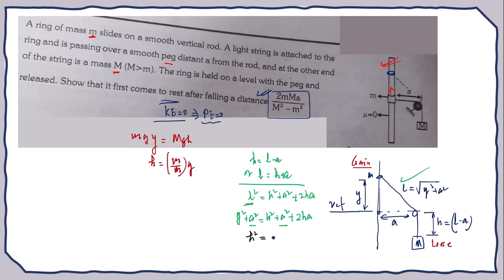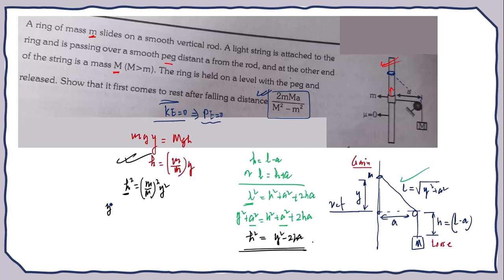This number should be equal to y square minus 2ha. Okay, now I am going to use this equation over here. If I square both sides, I get h square equals (small m by capital M) whole square into y square. Now simply substitute the value of h square as y square minus 2ha.